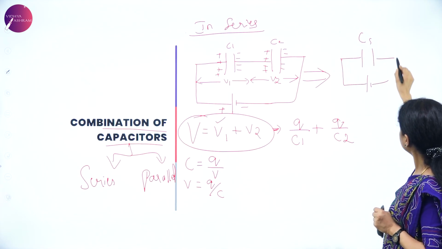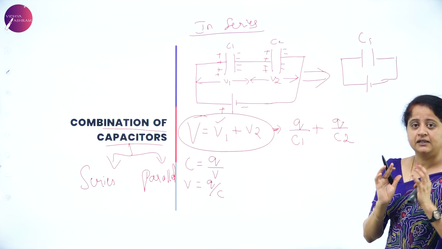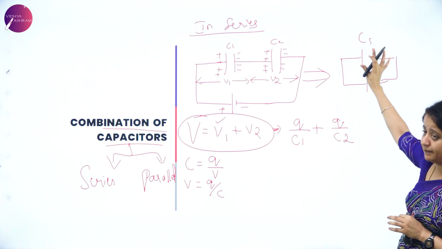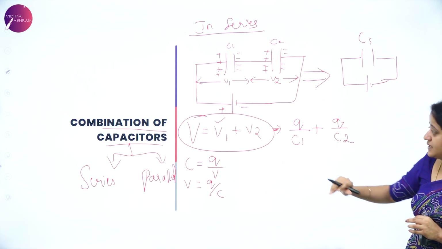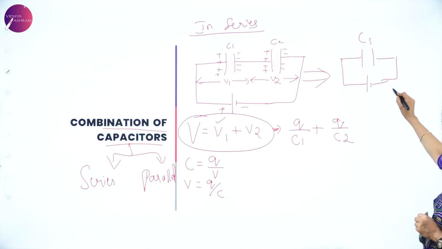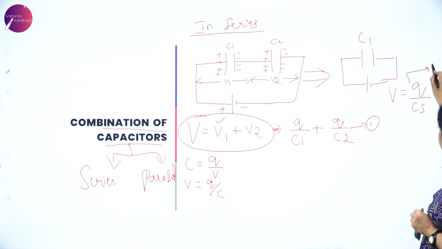Then we can write the same expression for effective capacitance. The equivalent capacitor is connected instead of two capacitors. So we can also write the expression for this, that is V is equal to Q divided by Cs. So this is my equation 1 and this is my equation 2.